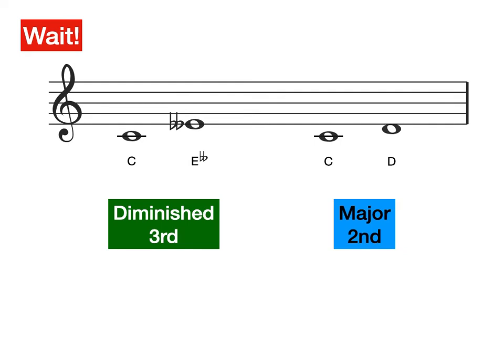But wait, when we play an E double flat, it's the same as D. So why can't we call this a major second? We cannot call C to E double flat a major second because C to E is a third. We always focus on the letter no matter what accidentals we have.